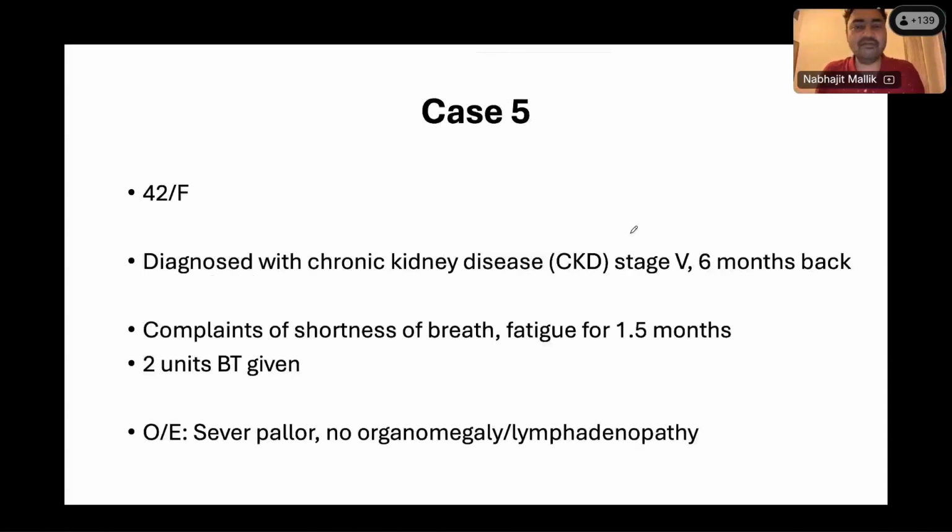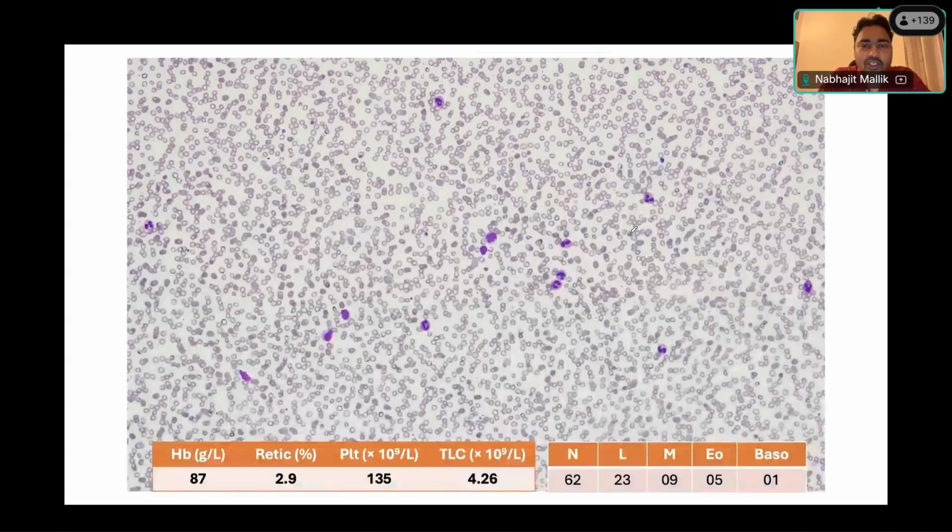But I think we can finish here, quickly go through the last case. Ekta, can you tell me about the last case? We have a 42-year-old lady diagnosed with CKD and complaints of shortness of breath and fatigue, and on examination severe pallor, no organomegaly or lymphadenopathy. So what do you see here, Ekta?